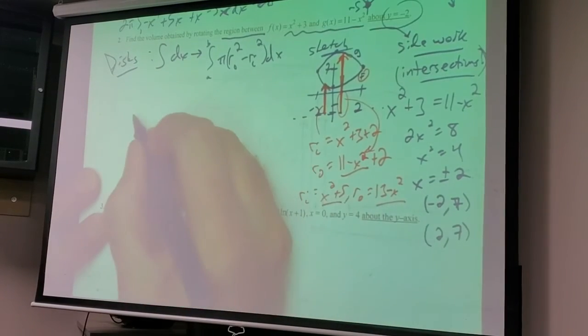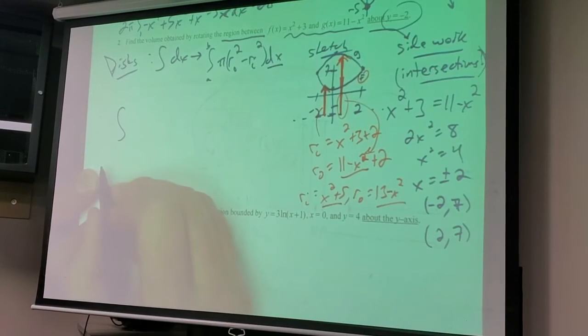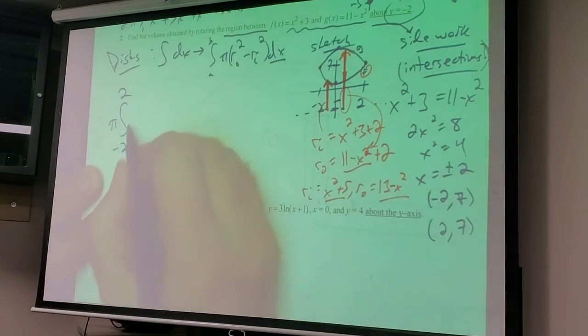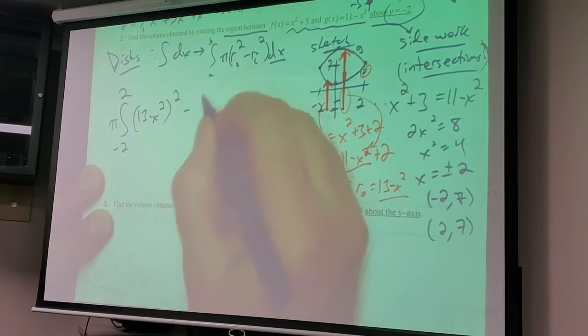So now I can fill in everything I know. This is dx, so what is a and b? Negative 2 to 2. I can bring the pi outside. I need r outer squared minus r inner squared.